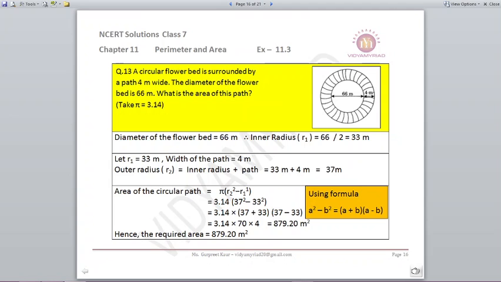Bigger radius is 37, smaller radius is 33. It is in a square form, and this is a proper identity, a square minus b square. We can easily solve it by putting into the formula (a plus b)(a minus b). When you solve it, you will get the required area as 879.20 meters square.